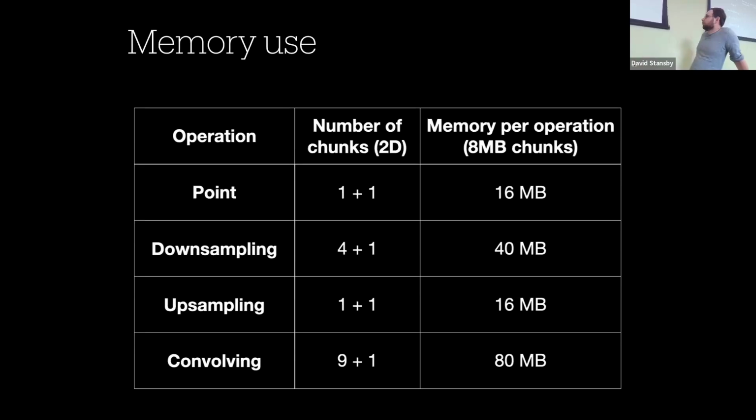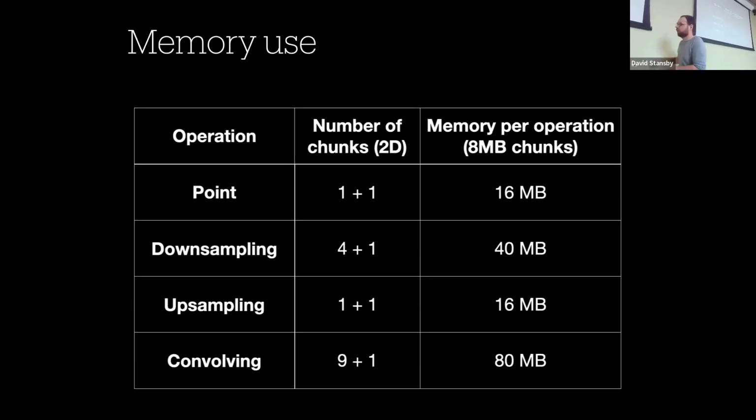So you can come up with a guess as to how much memory this is going to use. In 2D, for each operation, I've listed the number of chunks. You need to read 1 and write 1, or read 4 and write 1. And if you have 8 megabyte chunks, you can guess how much memory you're going to use, right? When you have these 2 terabyte datasets, this is really useful because you can say, I've only got 8 gigabytes of RAM. How can I process this 2 terabyte dataset? How many operations can I do in it at once?